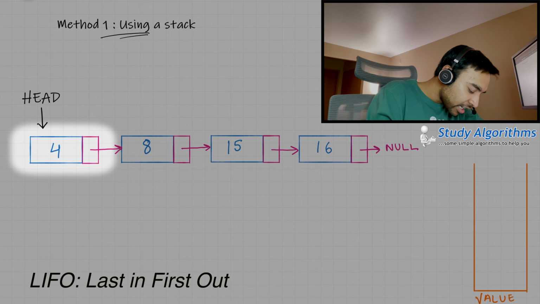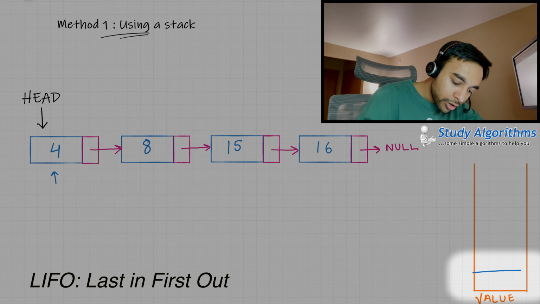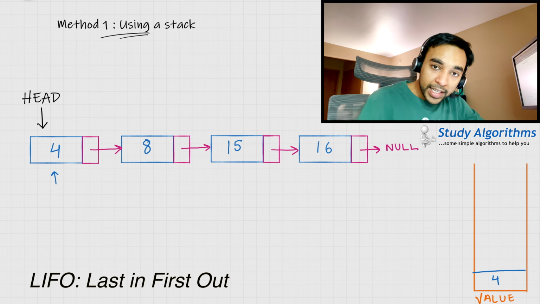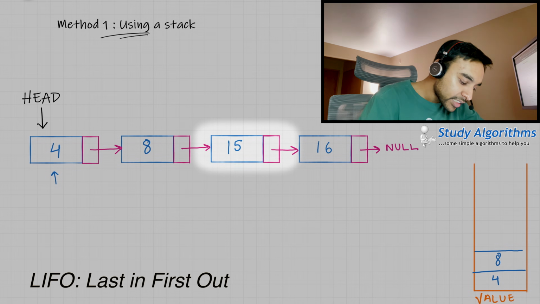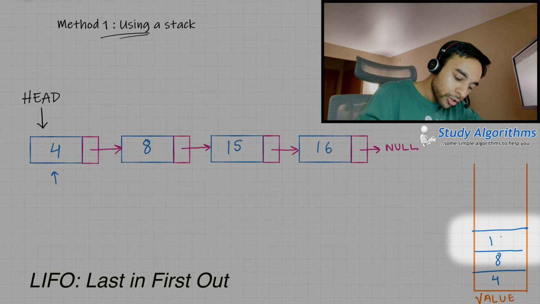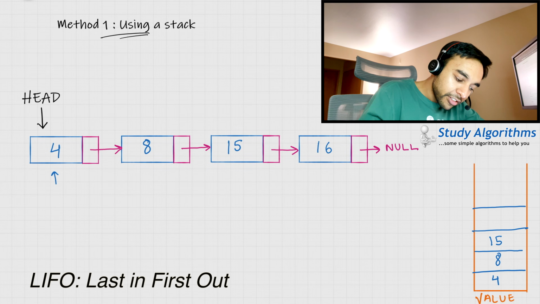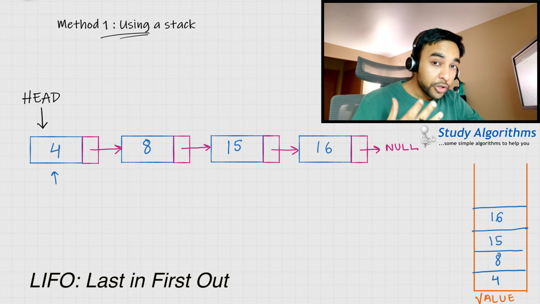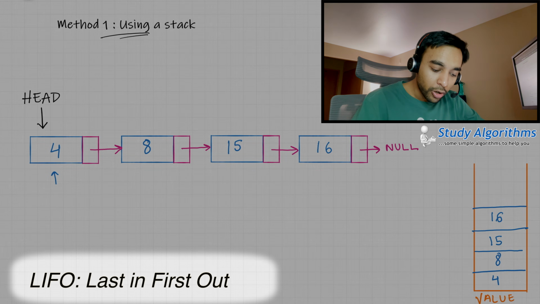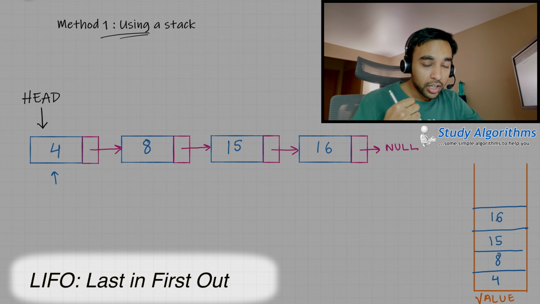I see the first element as 4 and I push it onto my stack. Next, I see the element 8, so I push it onto my stack. Next, I see the element 15, I push it onto my stack. And then I see the value 16, I push it onto my stack. Once I reach null, I stop. Next, you now have to reverse this list, right? So if you pop elements from the stack, you would get them in the order 16, 15, 8 and 4. So we will take advantage of this.